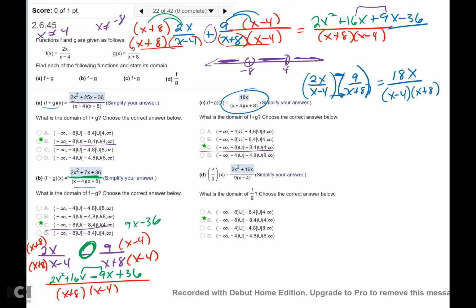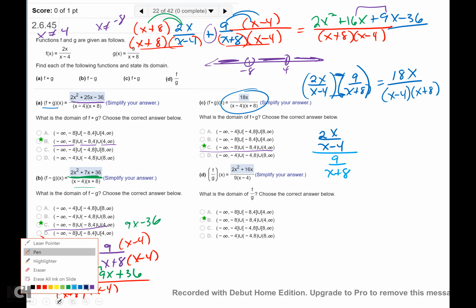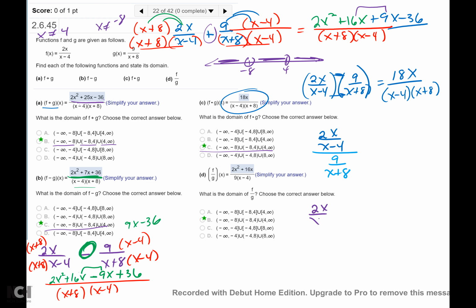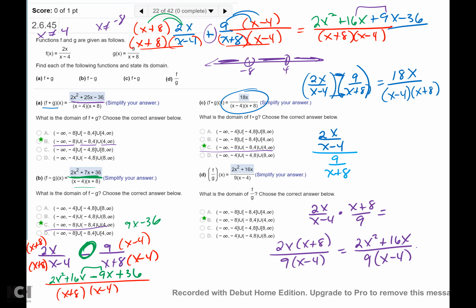Okay. Now, for f divided by g, I'm going to take 2x over x minus 4, and I'm going to divide it by g, which is 9 over x plus 8. To simplify that, I'm going to keep, change, flip, and that gives me 2x times x plus 8 over 9 times x minus 4. Distribute on top, and I get 2x squared plus 16x, and I don't know why they didn't distribute on the bottom, over 9 times x minus 4.